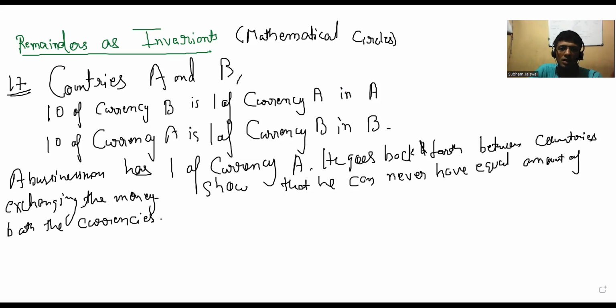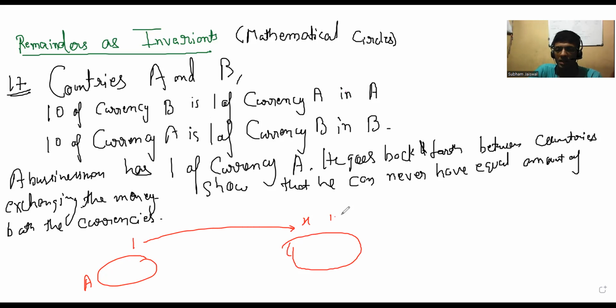Let's just, because it's really confusing for me also because I've never managed to avoid this kind of questions. And so let's say that he has 1 of currency A, right? So what can he do in the beginning? So he's in country A. Now what he does is he moves to country B. Okay. And he breaks up his money into X and 1 minus X.